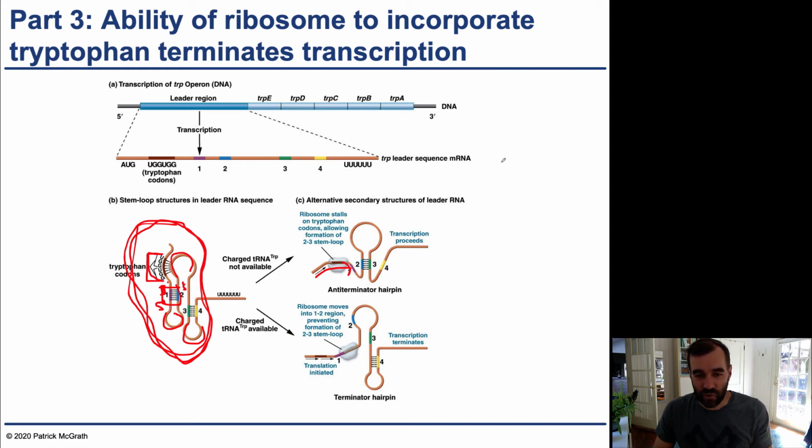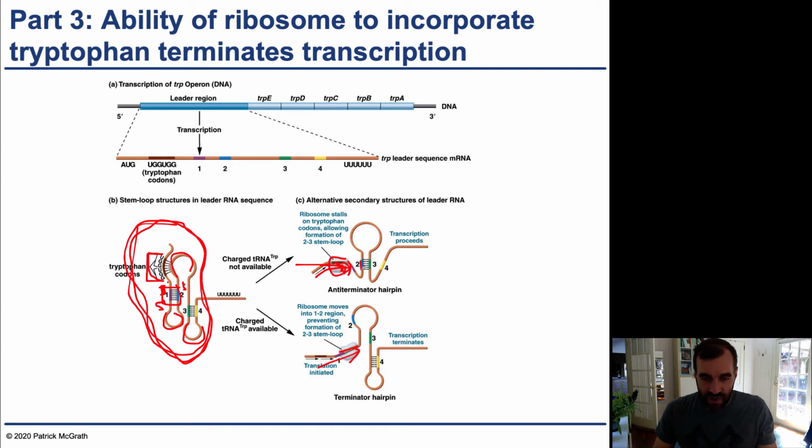So if tryptophan is around, then this ribosome is able to read through without a problem. If it's not, the ribosome stalls because it's waiting for the charged tRNAs that have tryptophan on them to come by. And so this stalling or proceeding basically creates an alternative stem loop structure.